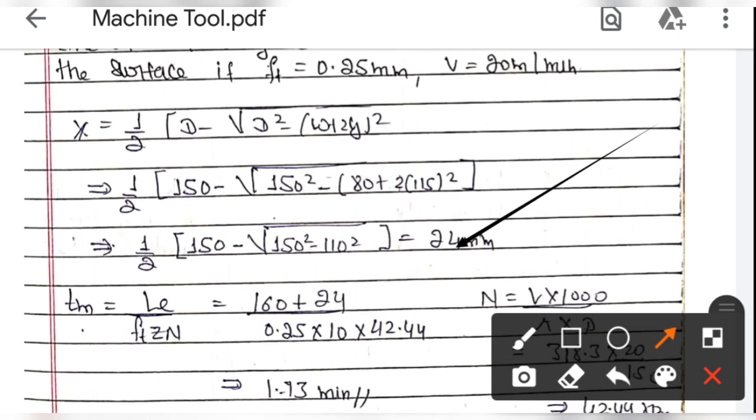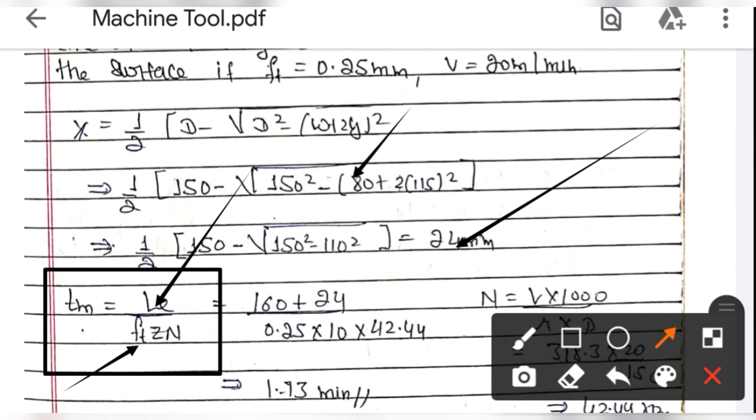Now what is the machining time? Machining time is equal to effective length divided by feed velocity, which is Ft into Zn. The effective length of the workpiece is given as 160 and the compulsory allowance X is 24 mm, which we got just now. Feed per tooth is given as 0.25 mm, number of teeth is 10, and N is not given over here. Now we need to find N.